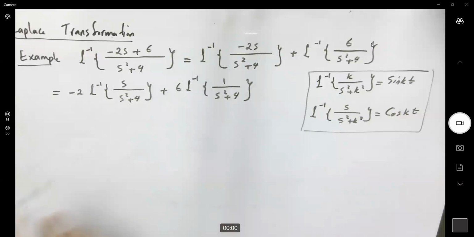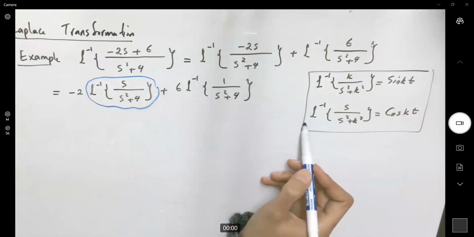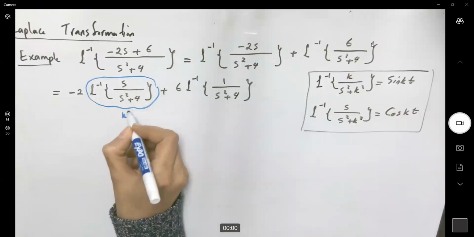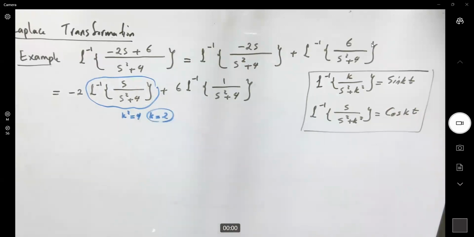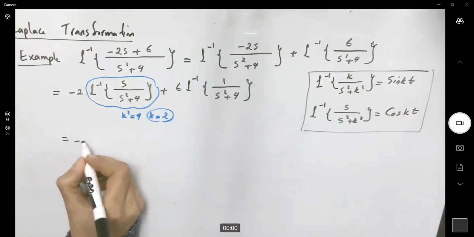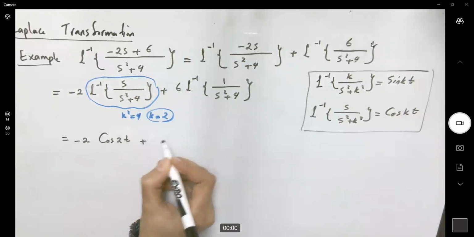So take a look at the first inverse Laplace. The first inverse Laplace is similar to the cosine kt. So since k squared is equal to 4, k becomes 2. So your first inverse Laplace is nothing but -2 times cosine 2t, plus 6.